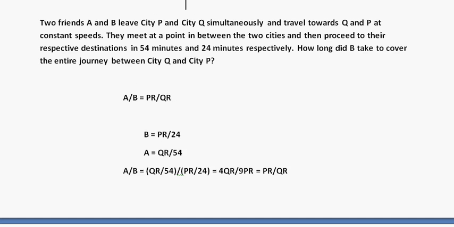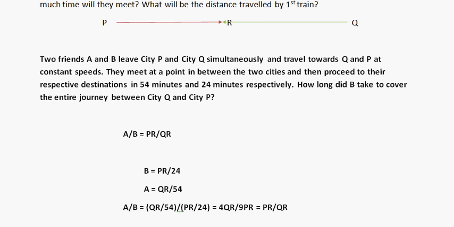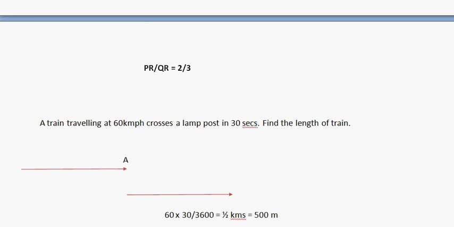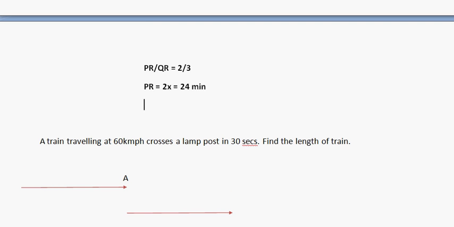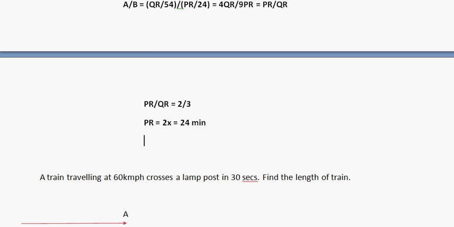Now what we are given is, to cover this PR it takes 24 minutes, right? So to cover PR, which is equal to 2x, it takes how much? 24 minutes. We have to find how much time does it take to cover total PQ, right? So PQ is how much? PQ is equal to 5x, right? So to cover 2x it takes 24 minutes. To cover 5x it would take 24 divided by 2x, this whole multiplied by 5x, which is equal to how much? 60 minutes.